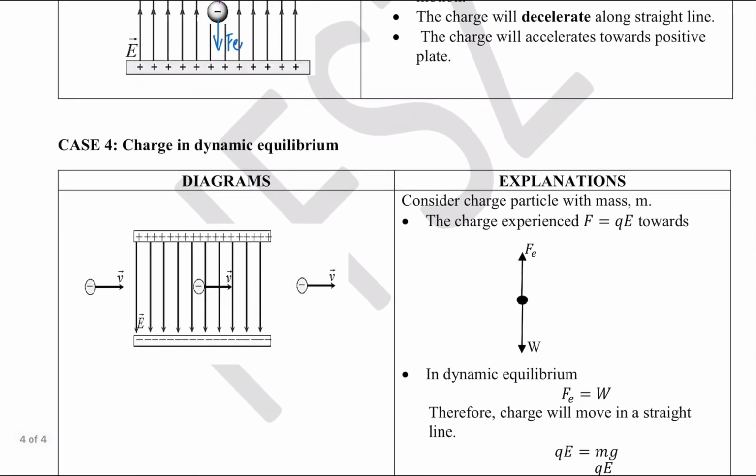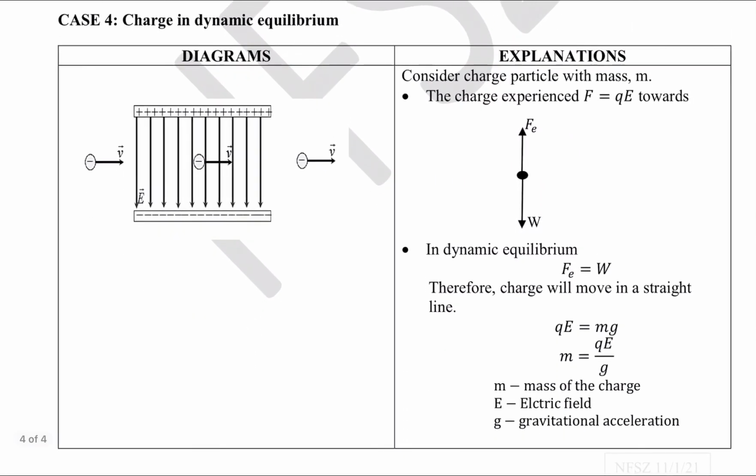Okay. Then, next kita ada charge in dynamic equilibrium. Dynamic equilibrium ni maksudnya apa? Ingat tak? Apabila equilibrium, A awak kosong. Tapi, bila A kosong, dia akan bergerak with constant velocity. So, dynamic dia masih lagi bergerak. Kalau static equilibrium, dia tak bergerak.